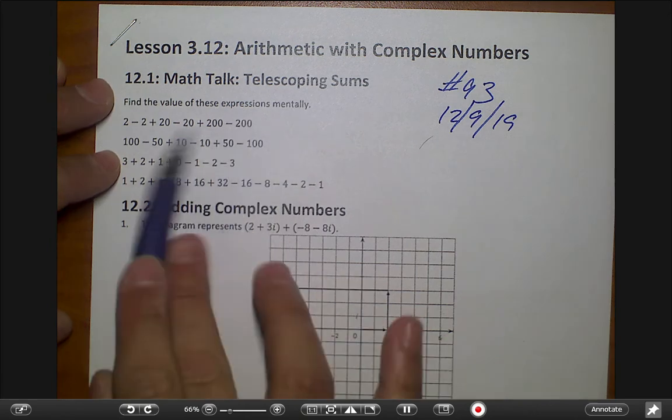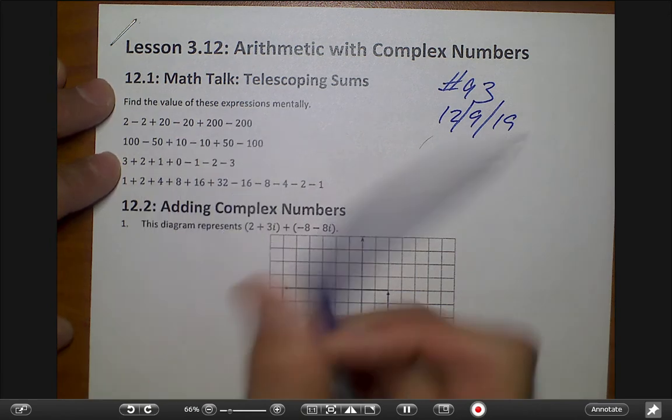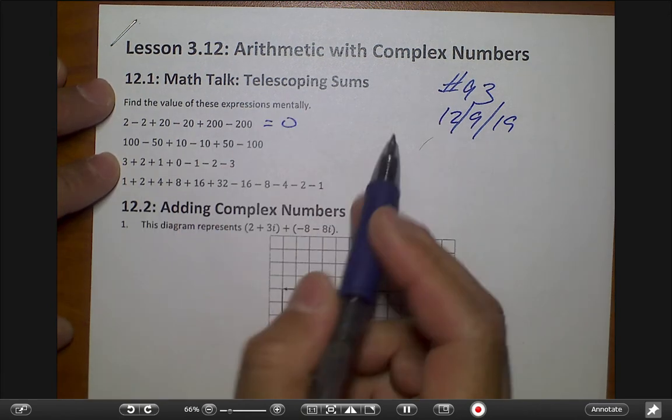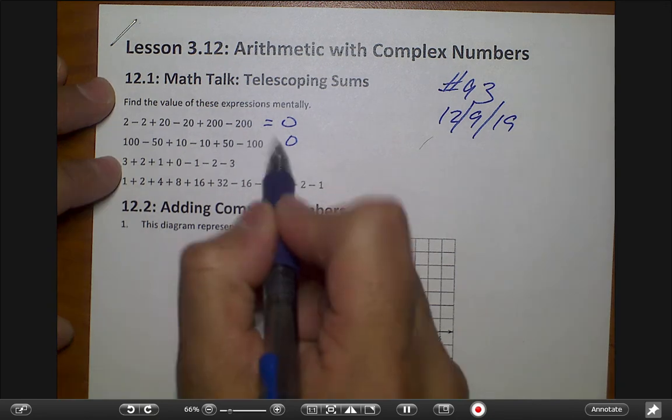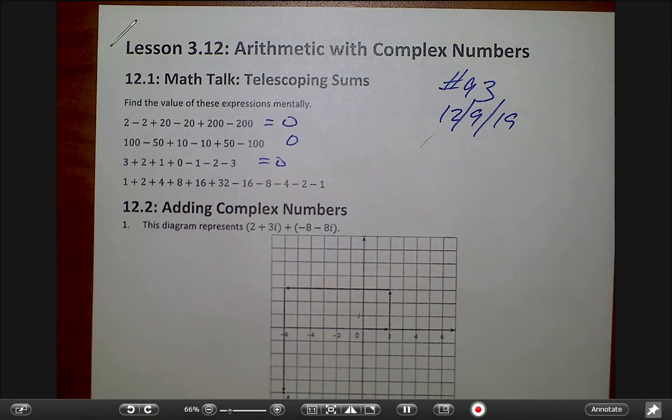So what do we come up with for the first one? 0. Very good. Second one? 0. Third one? And last one? It's not 0. 32?